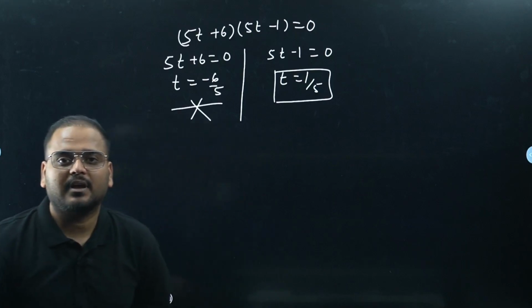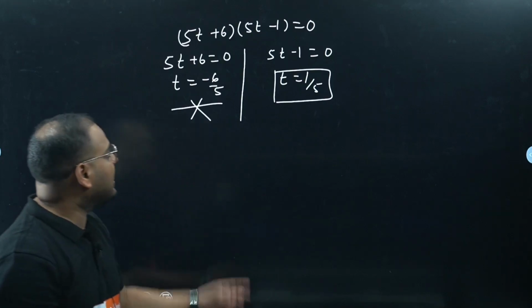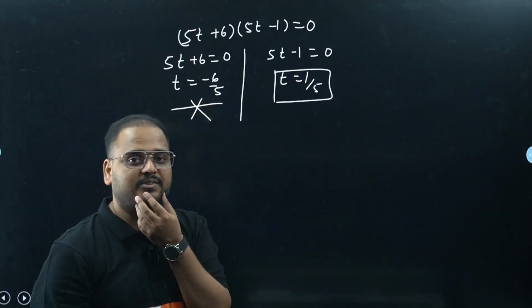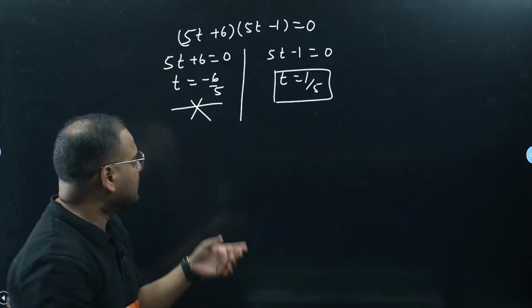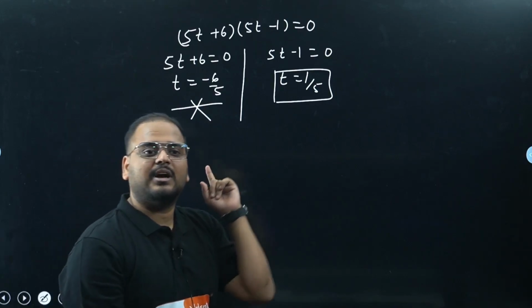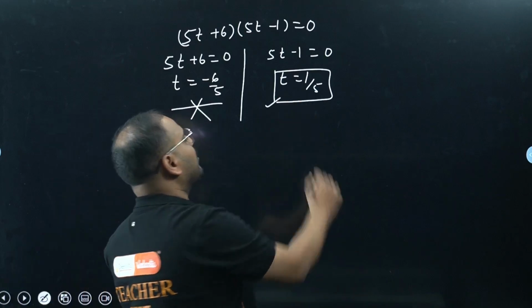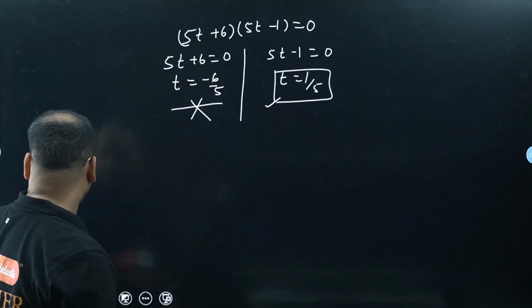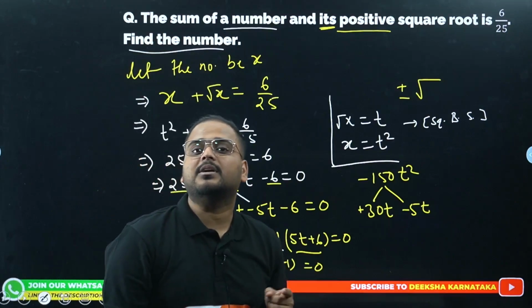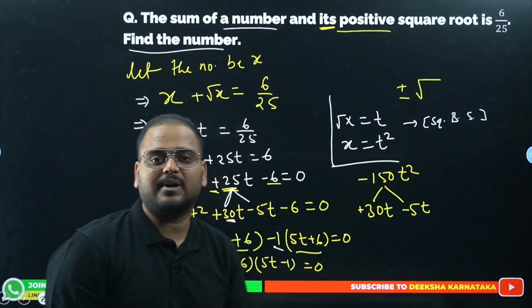Can you comment in the section why we can't take minus 6 by 5? Please try. Okay, I am giving you a hint. No hint. Read the question and tell me why I can't take minus 6 by 5. I can take only 1 by 5. Okay. I want all of your answers. Please comment why we can't take minus 6 by 5.